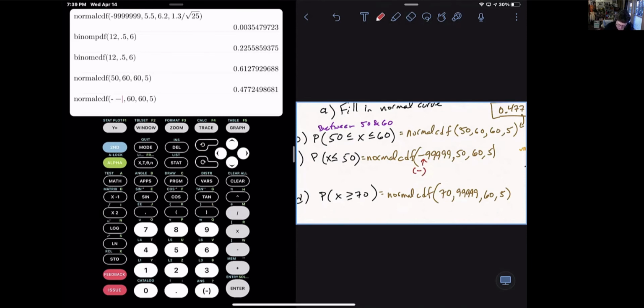Okay, so we're going to press delete to get rid of that one. Okay, so we got -99999, comma, now I've got to change this one as well. Delete that. 50. There we go. 60 and 5. And we're good to go. Press enter, and what do we got?